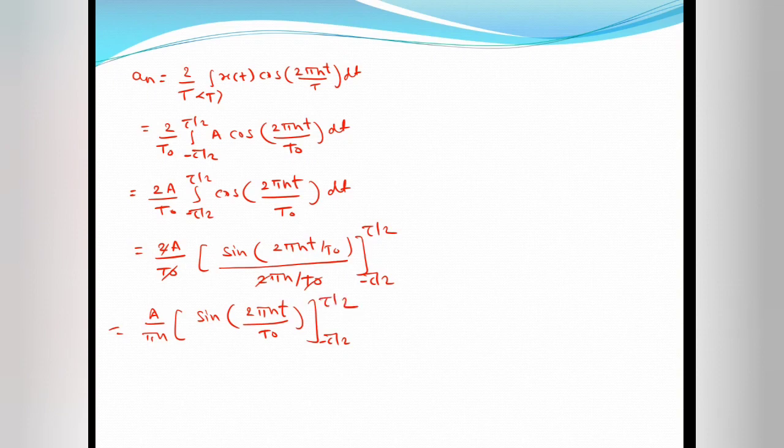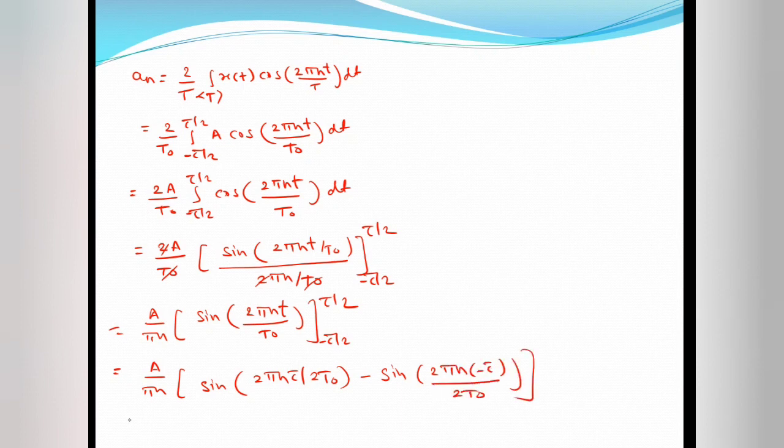Now let us substitute the limits. So A divided by pi n into sine of 2 pi n into tau divided by 2T0, minus sine of 2 pi n into minus tau divided by 2T0.